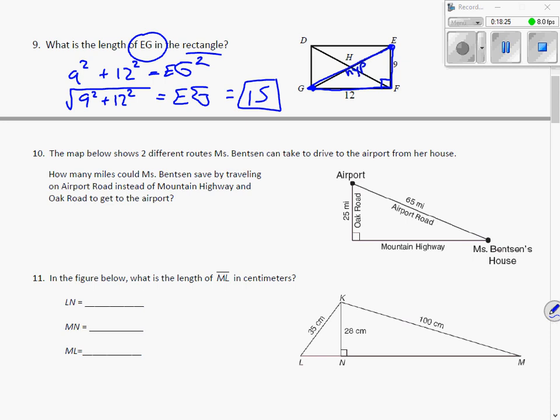This is not a 30-60 special or a 45-45 special. This is just a Coach Nipton special. This is a 3-4-5 triangle. Everything's in a ratio of 3 to 4 to 5. 9 is 3 times 3, 12 is 4 times 3, and 15 is 5 times 3.